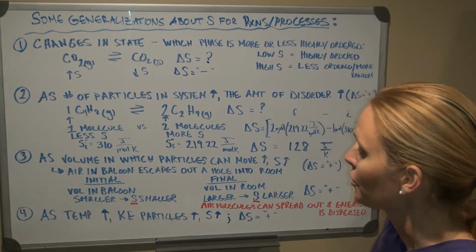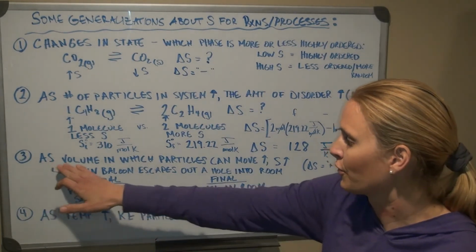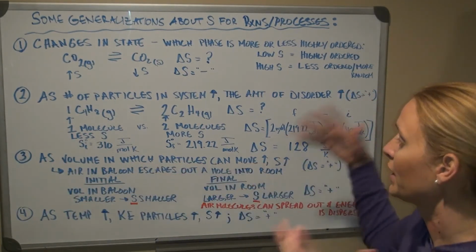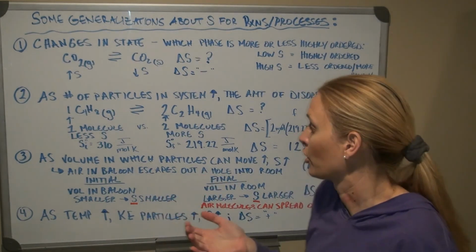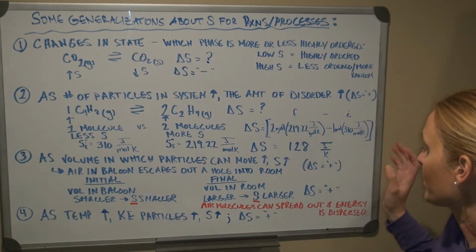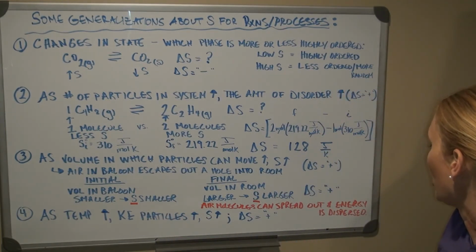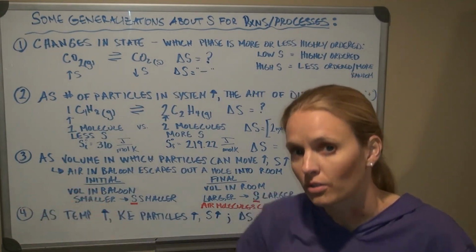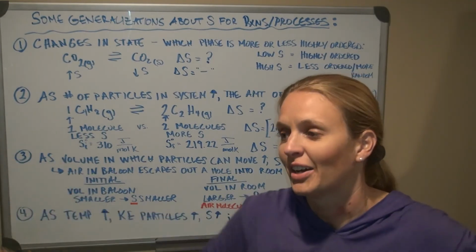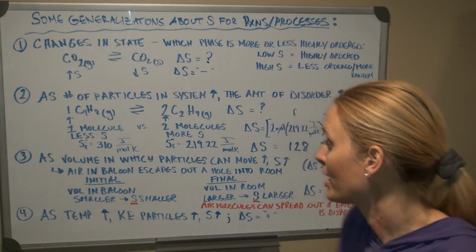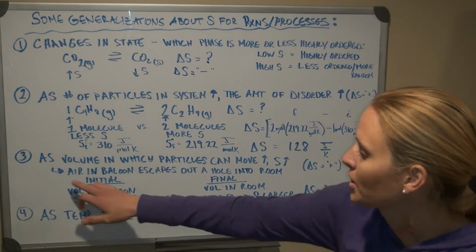Okay? All right, the third generalization is as the volume in which particles can move increases, then the entropy can increase, okay? And the reason for that is the molecules can spread out more, and so the energy is dispersed more, and so there's more entropy that is created there, okay? All right, so here's an example.